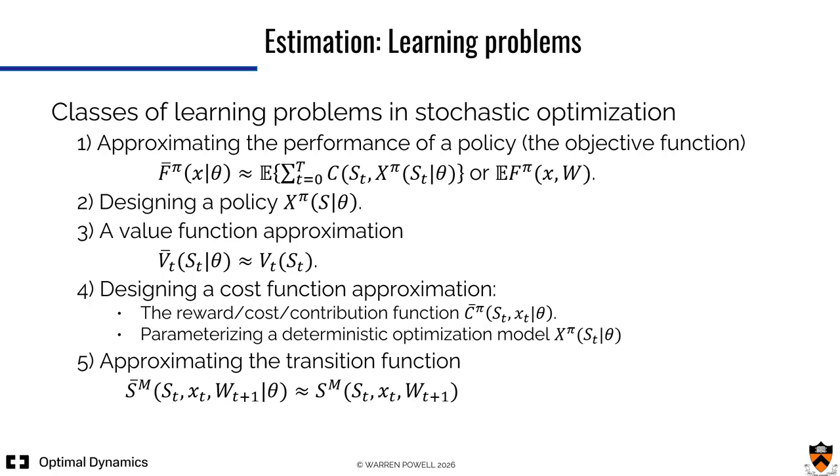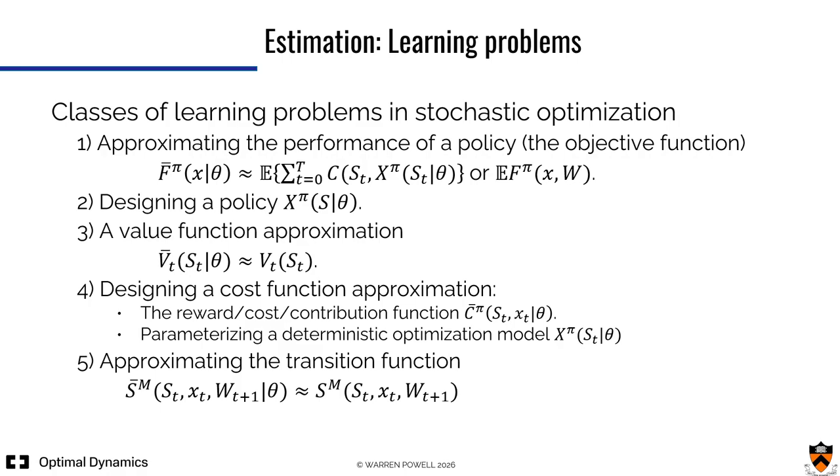Designing a cost function approximation. Now, one thing that we might do is approximate the cost in the objective function. So I may have a cost where I don't actually have the function. It's not a well-known function. I have to approximate it as a function of theta. Maybe I'm trying to estimate how somebody responds to an incentive. I don't really know the reward structure, but I'm going to approximate that.